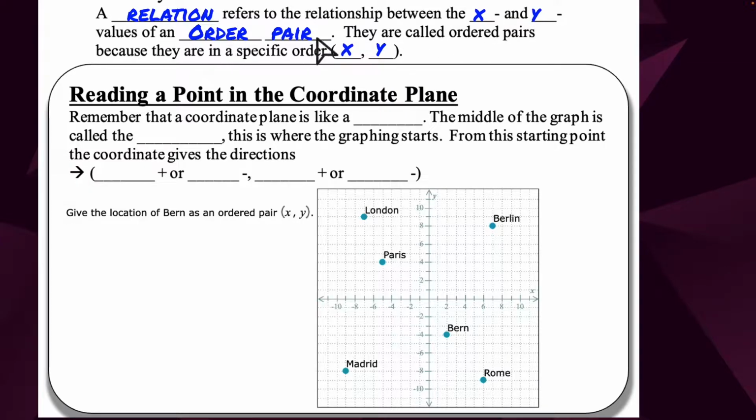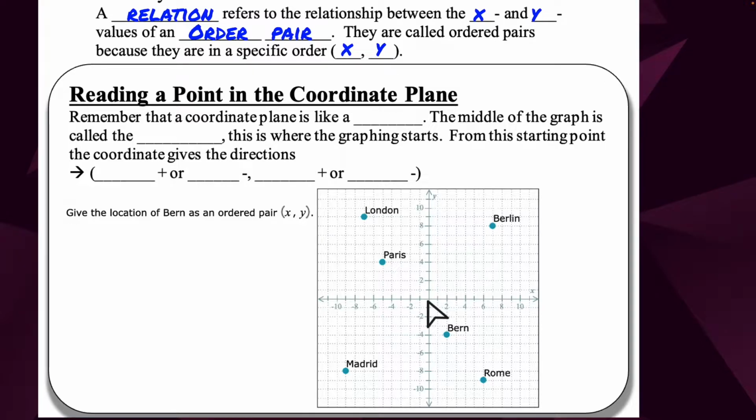They're called ordered pairs because they are in a specific order. So they always go x, then y when we're reading an ordered pair. And we can think of these very much like directions on a map. You need to tell me exactly where to go, and we always start at this center point, right? This is the middle, the 0, 0, and the first number tells me, do I go right or left? The second number tells me, do I go up or down?